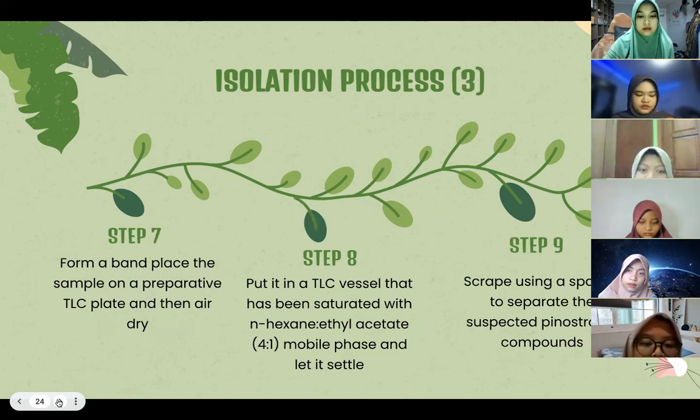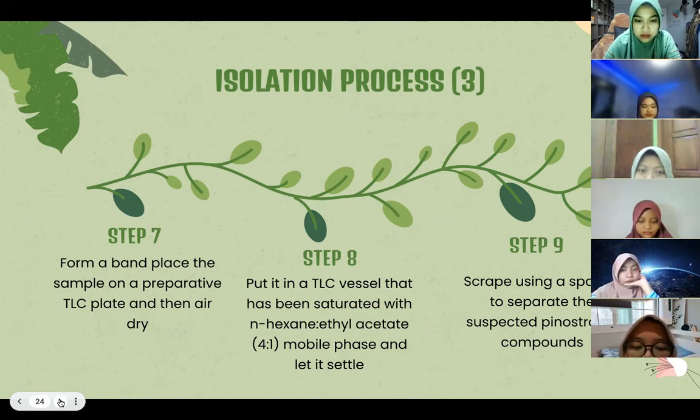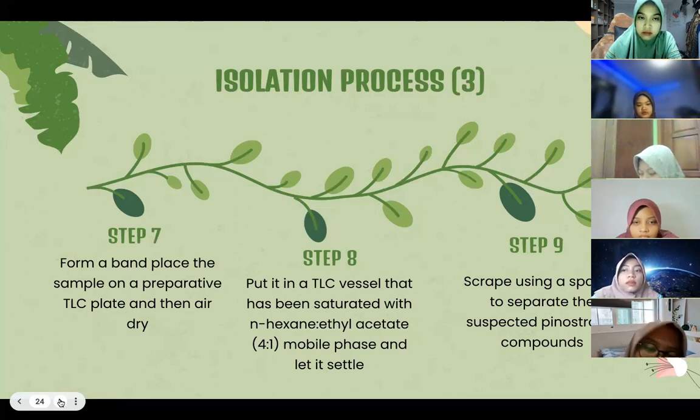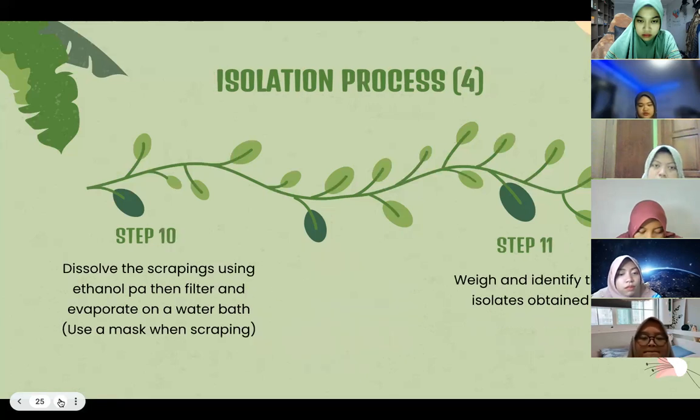For step 7, to form a band, place the sample on the preparative TLC plates and then air dry. For step 8, put it in a TLC vessel that has been saturated with n-hexane ethyl acetate 4:1 ratio mobile phase, and let it settle. The next step is to scrape using a spatula to separate the suspected pinostrobin compounds. Step 10, dissolve the scrapings using ethanol PA, then filter and evaporate on a water bath. And the last step is to wait and identify the isolates obtained.